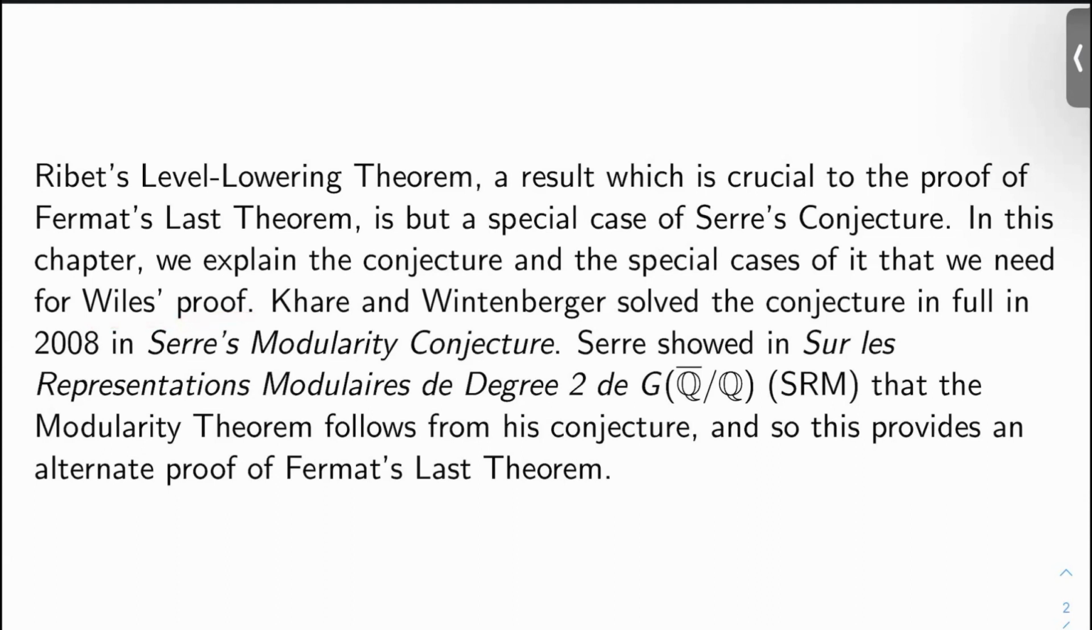Now, this conjecture was solved in full in 2008 in a paper called Serre's modularity conjecture. And then Serre himself showed in his degree 2 representations paper, which I'll call SRM from here on out, that the modularity theorem actually follows from his conjecture. And so there is another alternate proof of Fermat's last theorem out there if you believe Serre's conjecture. Okay, but we won't go through that proof.